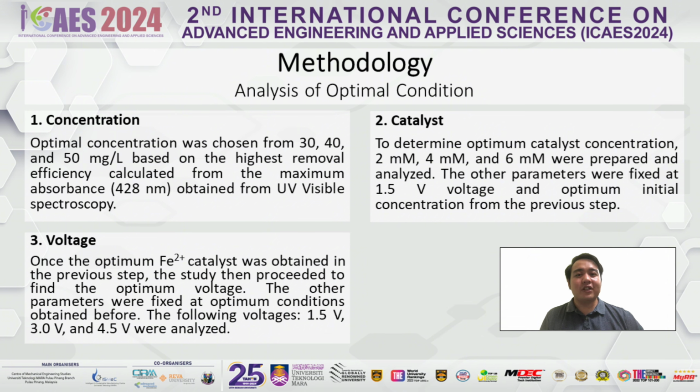The optimal conditions of concentration, catalyst, and voltage were analyzed with fixed parameters of 3 hours contact time and pH 3. In the first step, we studied the effect of initial concentration using 30, 40, 50 mg per liter concentration of acid yellow 23. The other parameters were fixed at 1.5 volt voltage and 2 millimolar ferrous ion catalyst.